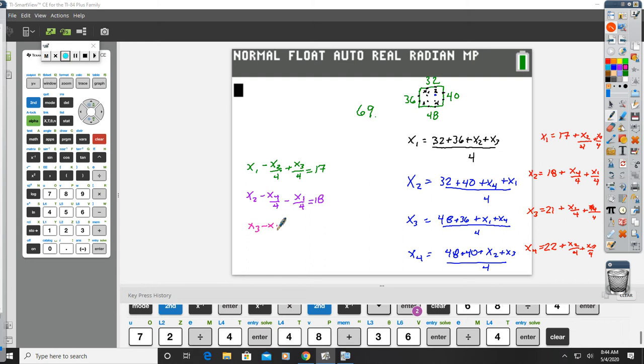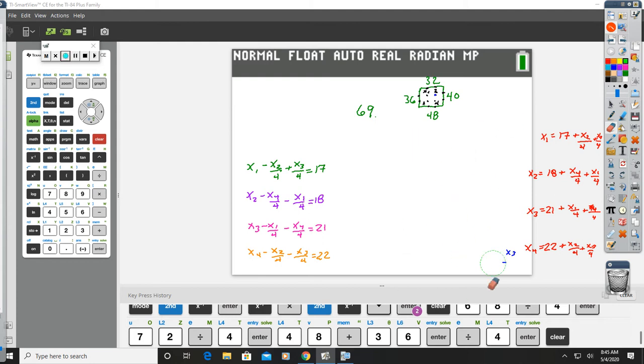x3 minus x1 over 4 minus x4 over 4 equals 21. And x4 minus x2 over 4 minus x3 over 4 equals 22. Because I really don't want to put in all these decimals, this is the part where you're probably like, why didn't you do this in the first place? So anyways, I just took an extra step, but sorry.